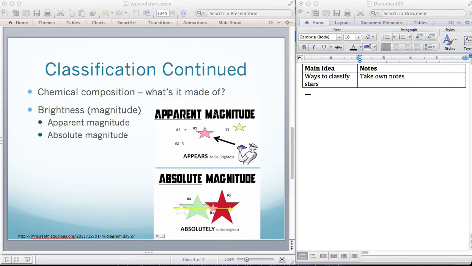But absolute magnitude is how bright the star actually is if we compare them all to each other. Apparent magnitude is going to depend not only on how bright the star really is, but also how far away it is. So when we know how far away a star is, we're able to calculate its absolute magnitude. And that's a better comparison because this way we're actually comparing the stars to each other.